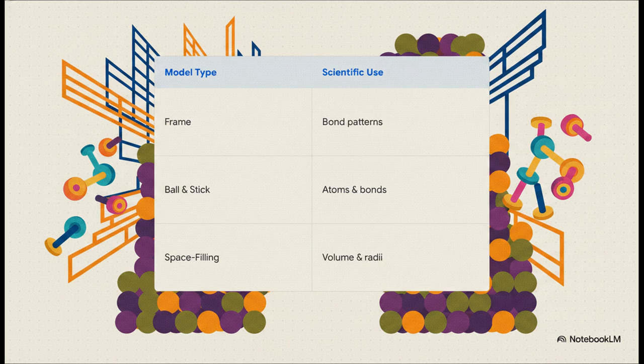First up, the frame model. This one only focuses on the bond patterns, completely ignoring atom size. Think of it like looking at the bare steel scaffolding of a skyscraper under construction. Next is the ball and stick model, which shows both the atoms and the bonds. This is very much like a set of childhood Tinker toys. It's absolutely great for seeing the exact angles. Finally, we have the space-filling model. This emphasizes the true volume and the van der Waals radii of the atoms. Basically, this is like looking at the finished building with all its walls in place.